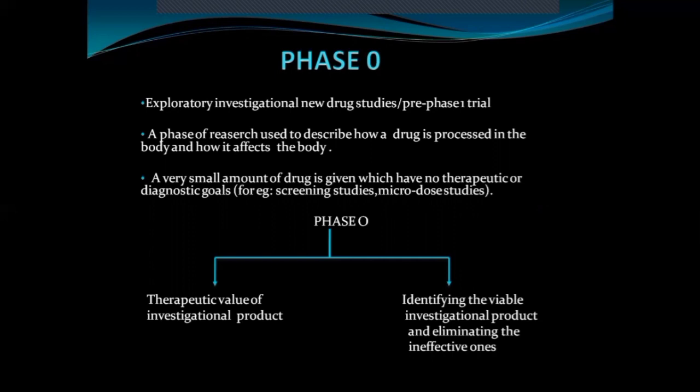Before starting phase 1, phase 0 is conducted. As clinical trial is done in human beings, it involves a lot of risk. Phase 0 provides a kind of confidence to the researcher to try the new entity in humans. This phase does not focus on the therapeutic value of the investigational product, but on identifying the viable investigational product and eliminating ineffective ones. This phase saves resource, time and effort.